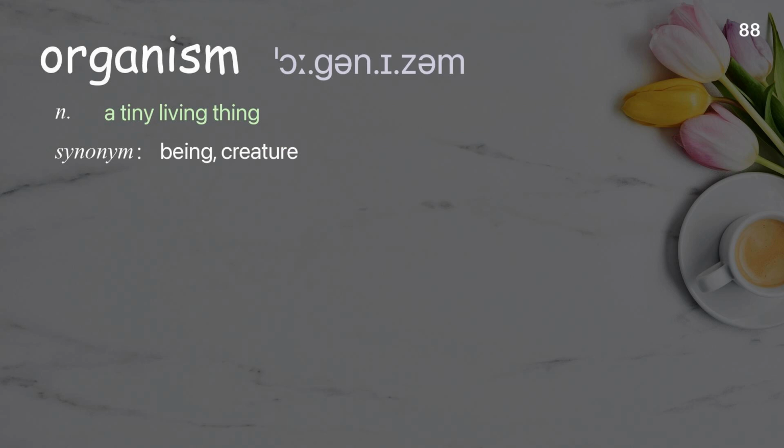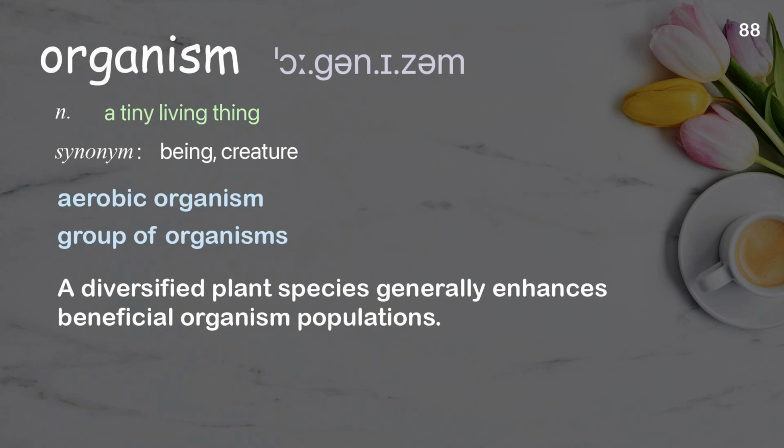Organism. A tiny living thing. Examples. Aerobic organism. Group of organisms. A diversified plant species generally enhances beneficial organism populations.